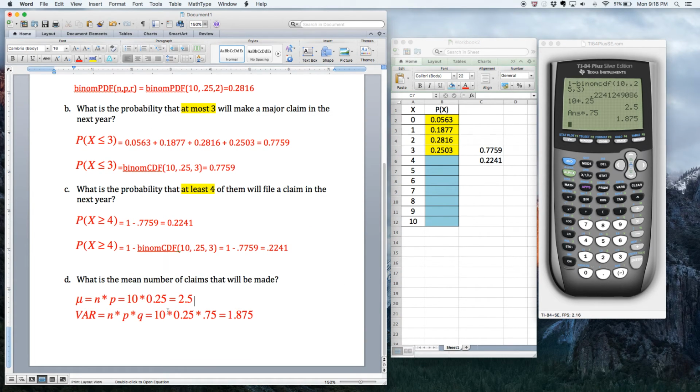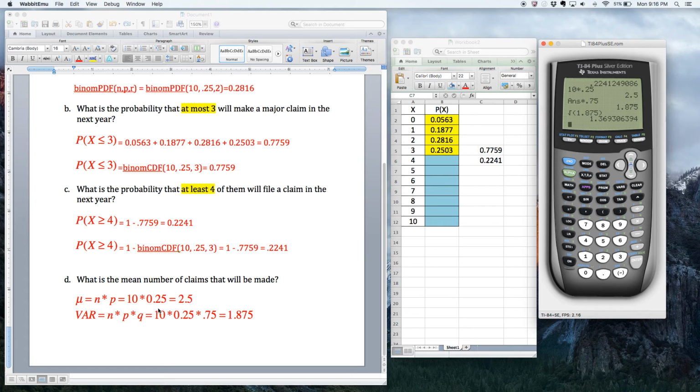All right, so let's just summarize this. The mean and variance formulas are just formulas. The mean is n times p, and the variance is n times p times q. So I got the mean, I got the variance, and don't forget, if you want the standard deviation, take the square root of that variance right there. So in the calculator, I can do that in a second. So 2nd radical, 1.875. So I'm taking the square root there. And that 1.37-ish number, that's the standard deviation for the number of claims.